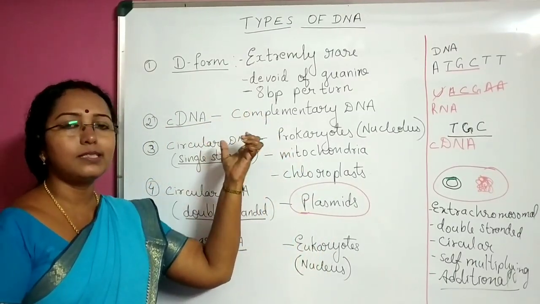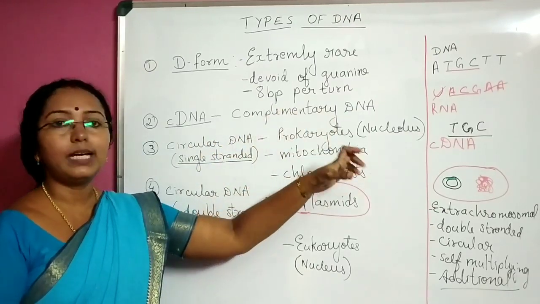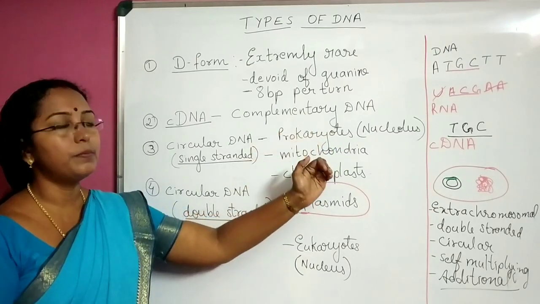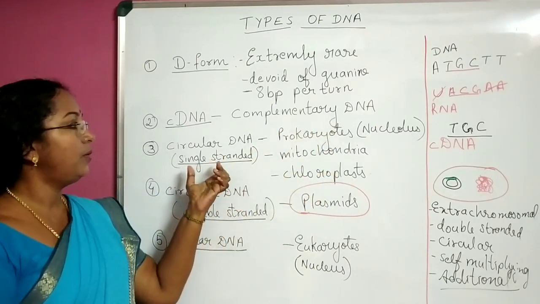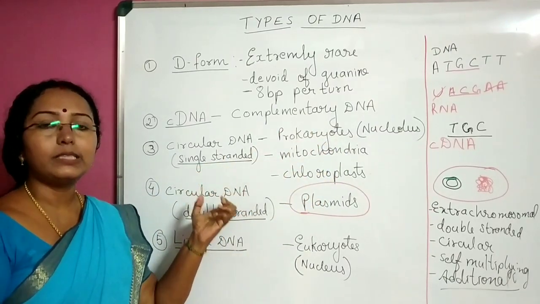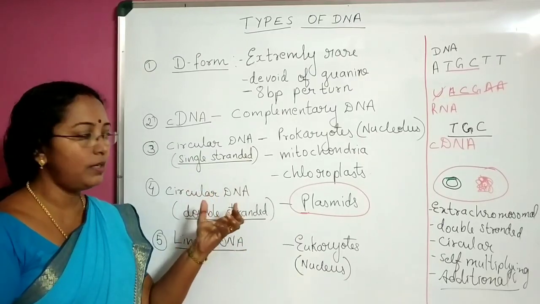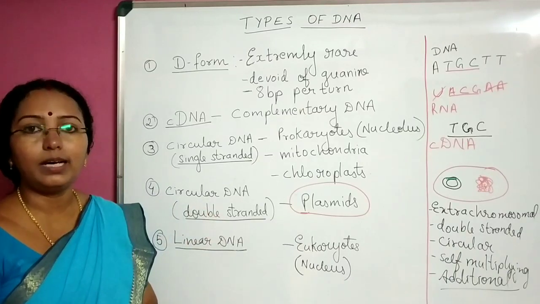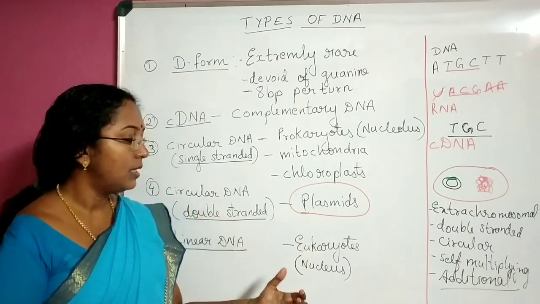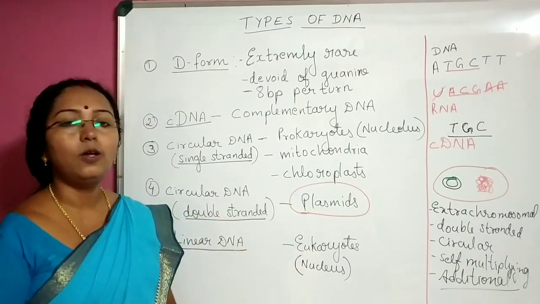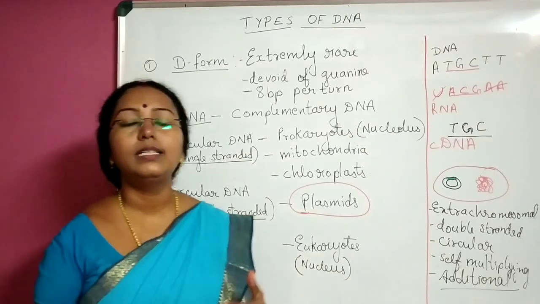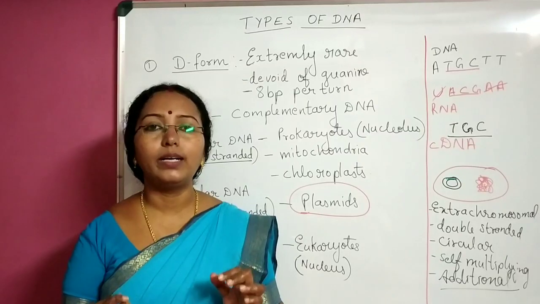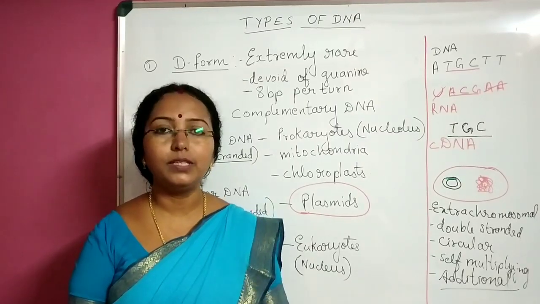There is small c, that is complementary DNA, which has all the bases which are functional, produced from the RNA. And then you have single-stranded as well as double-stranded circular DNA. The double-stranded circular DNA called plasmids have their own peculiarities and applications in the field of biotechnology. And the normal DNA that is present in our cell, that is nuclear, is linear DNA. So I hope you have understood the different forms of DNA.